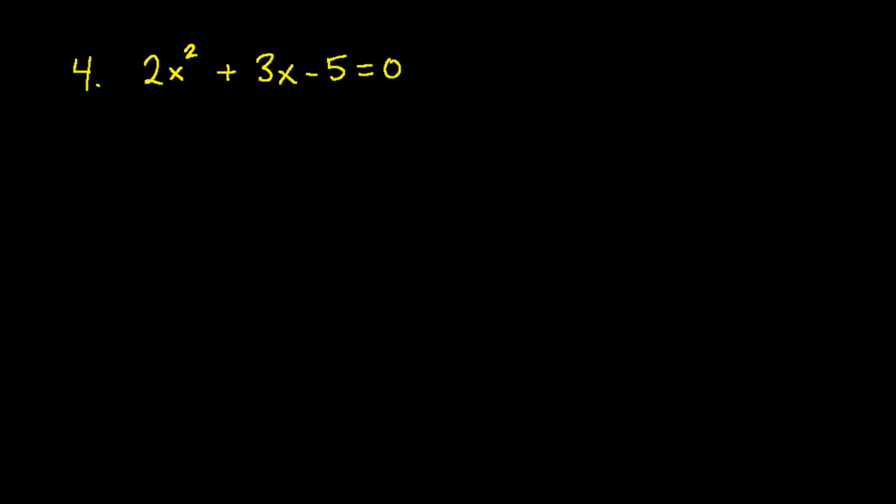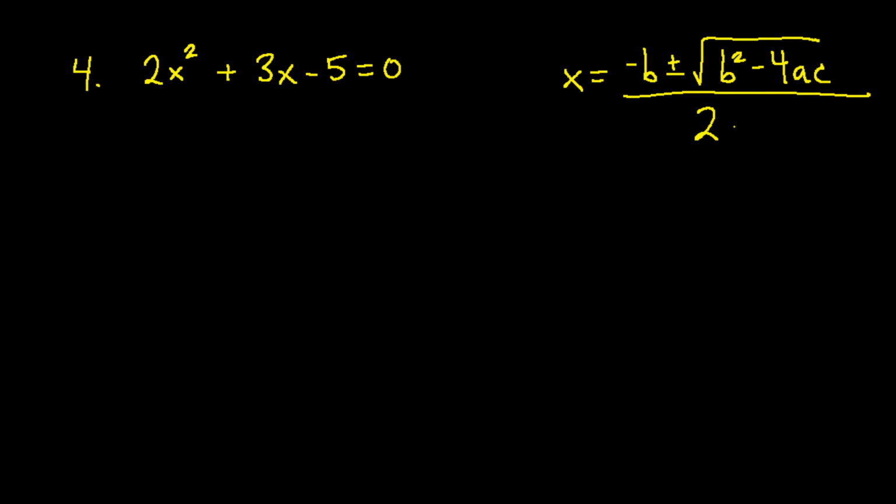Number 4 is a quadratic equation that is not factorable. When they are not factorable, we typically use the quadratic formula or completing the square to solve them. I'm going to use the quadratic formula. So the quadratic formula is x equals negative b plus or minus the square root of b squared minus 4ac, all of this over 2a.